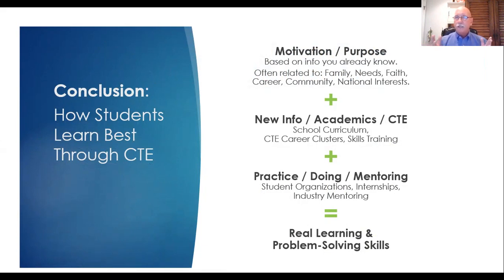And then finally, it's the doing and the mentoring, and that's where internships, mentoring, and student organizations can come in so I can fine-tune my skills and become an expert like they are. That's real learning and real problem solving in the modern day times. And that's how we do it, by combining academics and CTE.